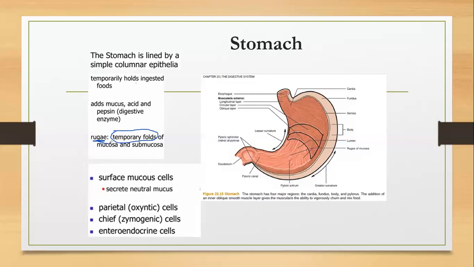R-U-G-A-E, the rugae. So, what is the function of these temporary folds? As you fill in the stomach with the food contents, you find that it will find a very small pocket, and it will require this pocket to enlarge to be able to hold that big plate of food. When you serve yourself dinner, you may have a flat plate, but you make a mountain of food. This mountain of food has to go somewhere.